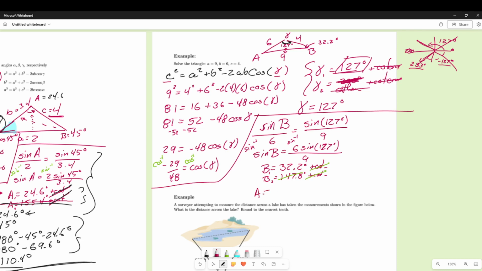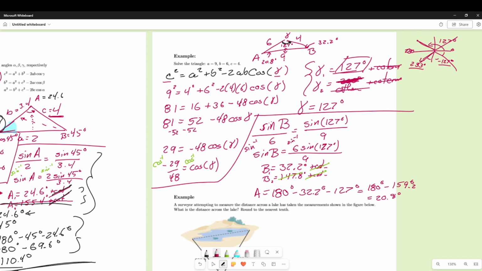Then angle A, we can simply take the 180 degrees, subtract the 32.2 degrees, subtract the 127 degrees, and get, whatever that is, 180 degrees minus 159 degrees, right? 159.2, I guess. So that's going to be 20.8 degrees? 20.8 degrees.